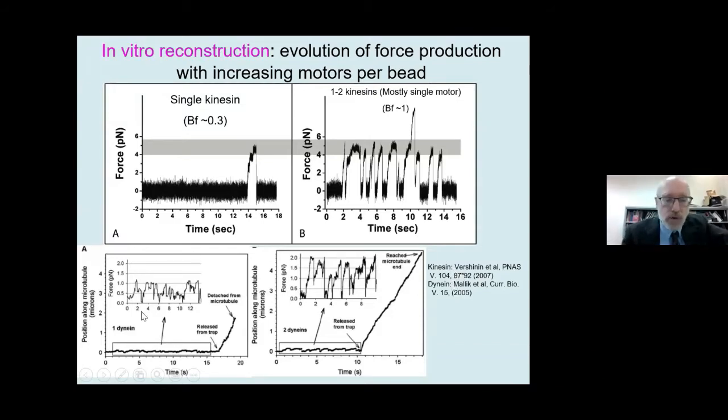And then Roop, who most of you are now familiar with. Roop Malik was a postdoc in my lab, and he studied dynein, and we looked at how multiple dyneins work together. A single dynein had a stall force of around a piconewton, and if you put a couple on there so that they could bind simultaneously, the stall force was around 2 piconewtons, and the travel distance was much further. So motors are roughly additive in force for both kinesin and dynein.